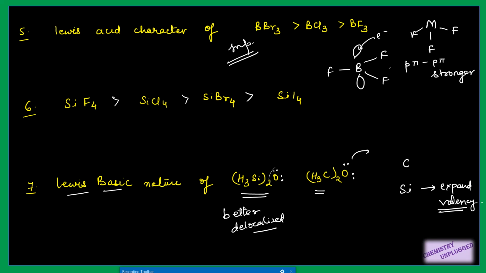What is the meaning of it? It means these pair of electrons are delocalized over the silicon, so they are not easily available as they are in this case, because carbon cannot expand its valency, so these two electrons are not delocalized, they are easy to be given, right? That is why its Lewis basic character is higher than this one. You can also have nitrogen in place of oxygen, but the thing will remain the same.